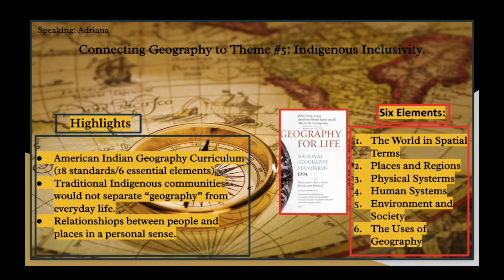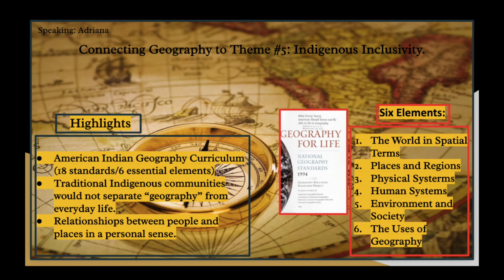Our fifth theme of Indigenous inclusivity is connected to geography by creating a space that focuses on inclusion of everything around us. In Chapter 12, there is an emphasis on the National Council for Geographic Education. They created a 272-page book entitled Geography for Life that talks about 18 standards that are divided into 6 essential elements. The 6 elements are the world in spatial terms, places and regions, physical systems, human systems, environment and society, and the uses of geography. Within the first element, it describes how to use geographic representations to organize information about people, places, and environments. It also describes how to analyze the spatial organization of people, places, and environments on Earth's surface.